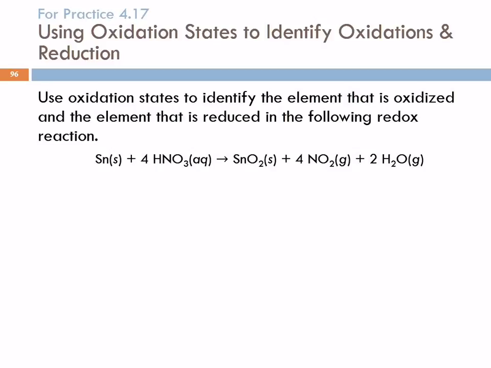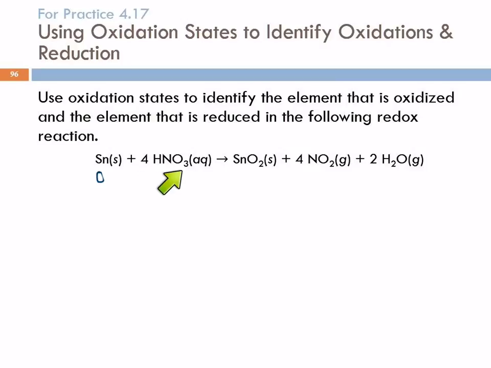So let's practice this. It says use oxidation states to identify the element that is oxidized and the element that is reduced in the following redox reaction. So they're telling us up front we're going to need oxidation states. So the first thing to do then is to go through and identify the oxidation state for each element. So this tin, what's its oxidation state? 0. It's an element. All elements have oxidation states of 0.